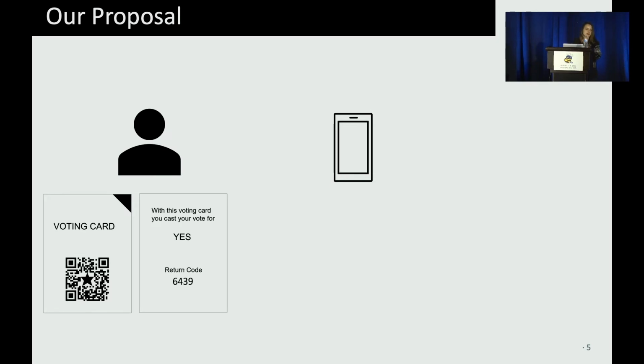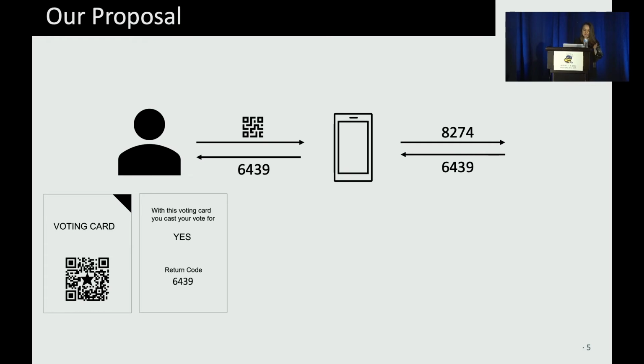In order to vote, the voter uses some device, such as a smartphone or other device that is capable of scanning QR codes. The voter scans the QR code of their chosen voting card. The voting device transfers the corresponding code to the voting system, and the voting system returns the return code, which the voters can then verify. So this is, in a nutshell, our proposal. Again, very simplified. If you look at the paper, you see it's more complicated than this, but this is the main idea.